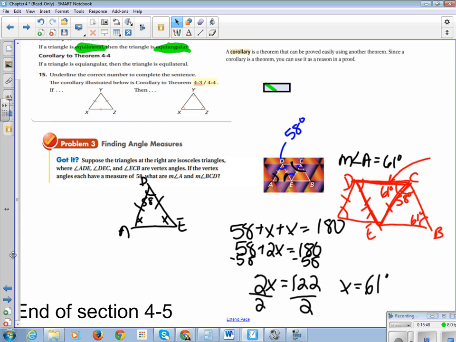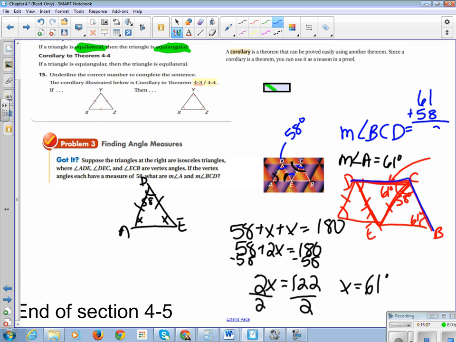So the measure of angle BCD is 61 plus 58, or 119.